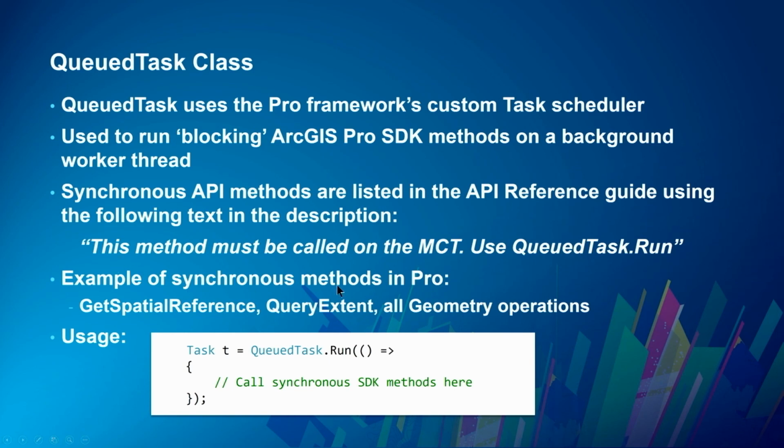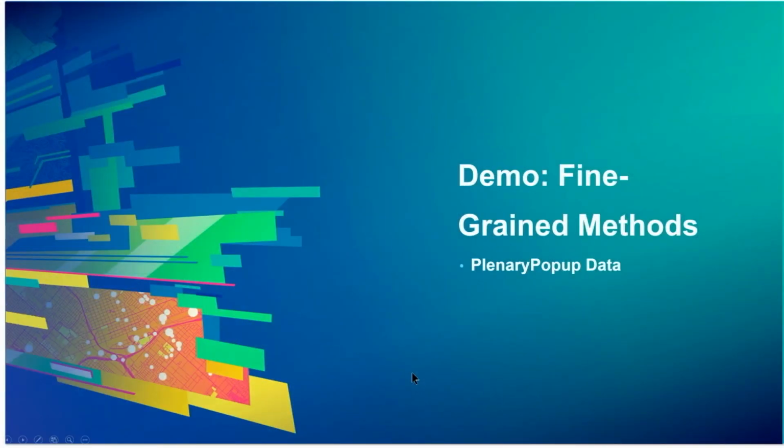There's example of synchronous methods. Most all of the geometry operations are such. And the way you use it is you say QueuedTask.run, and you either reference an action method or you specify the lambda within here. And now let's go to the sample real quick.